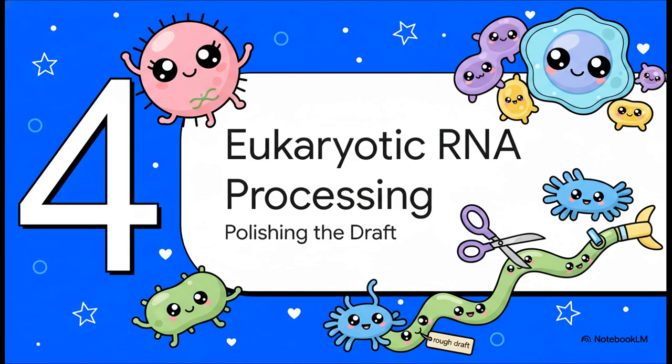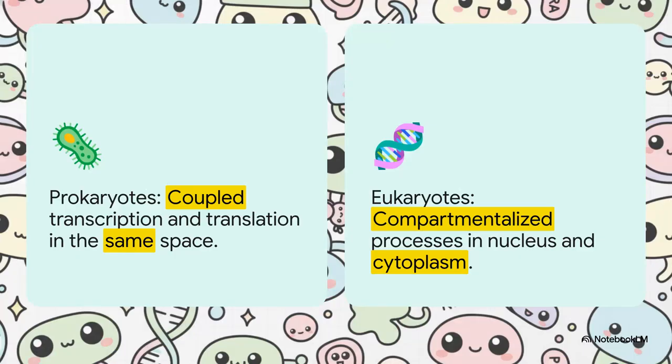Now, that simple system we just talked about works wonderfully for bacteria, but in complex organisms like you and me, the eukaryotes, that newly born RNA is basically just a rough draft. It needs some serious editing before it can be put to work. The core reason for this heavy editing really comes down to cellular real estate.